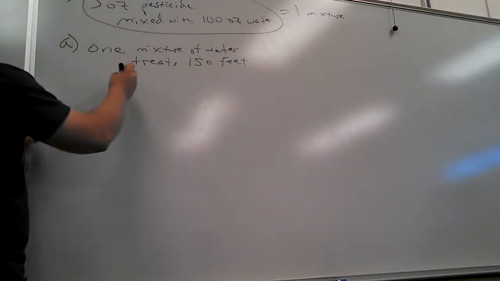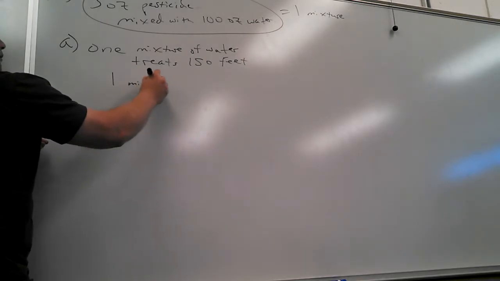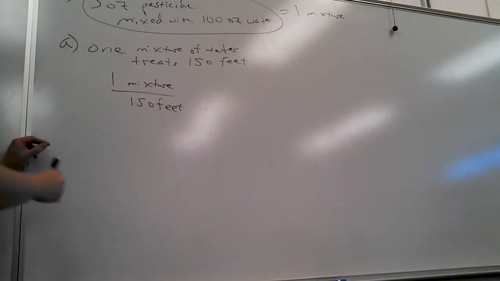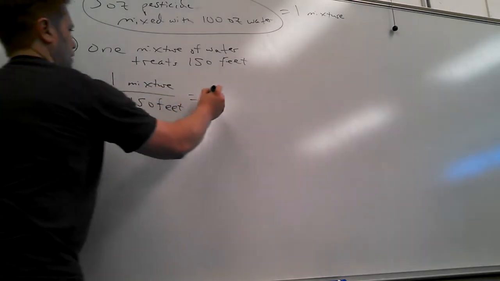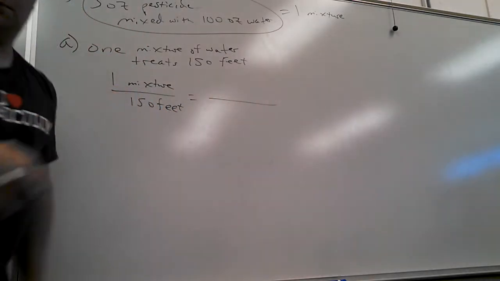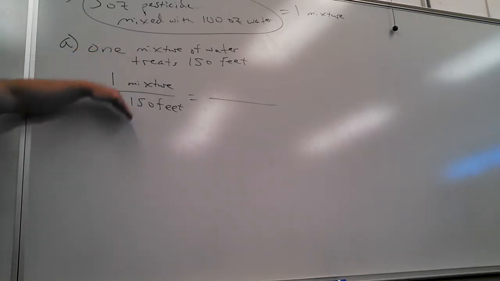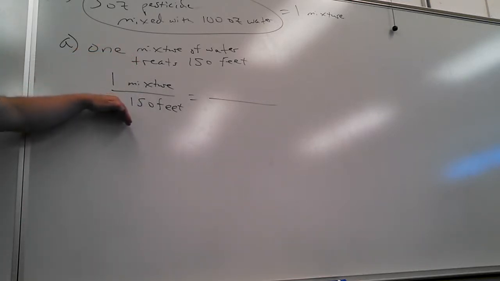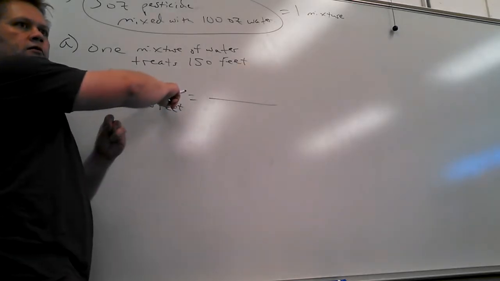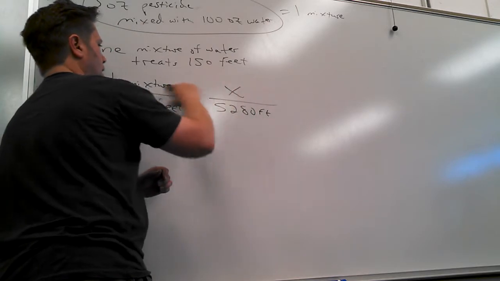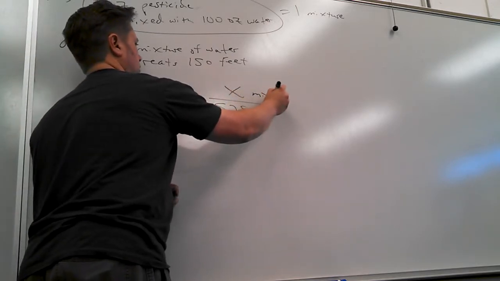But if one mixture can treat 150 feet, then how many mixtures can treat a mile, which they tell you is 5,280 feet? Where do I put 5,280 feet? Because I've already set up where things have to go, right? Your x will most likely be on the top, beautiful, because I don't know how many mixtures. So it'll be 5,280 feet, and I don't know how many mixtures I need to use.